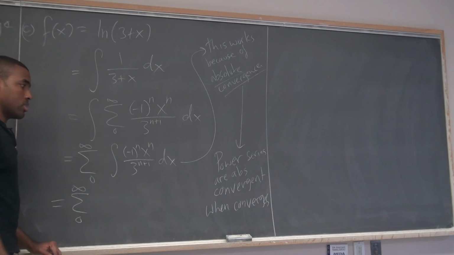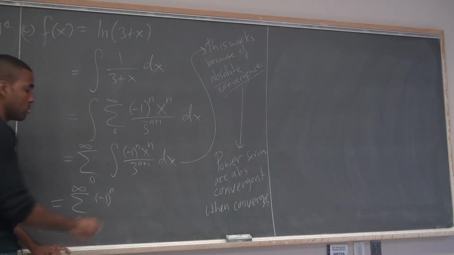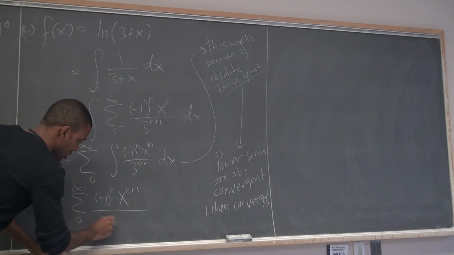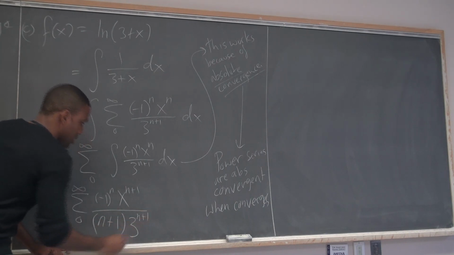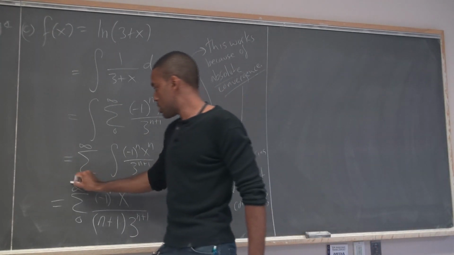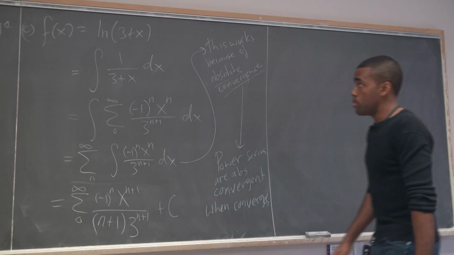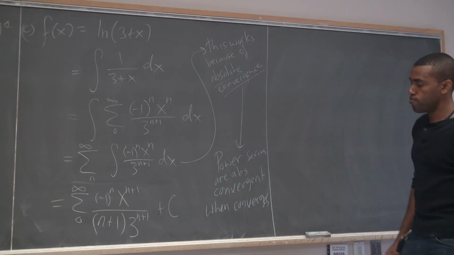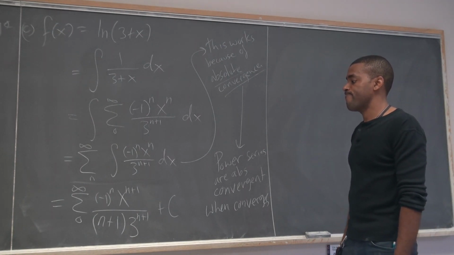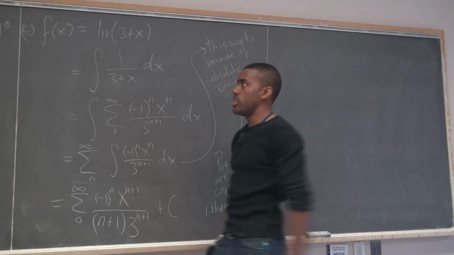So how do you integrate that? You get minus 1 to the n, x to the n plus 1 over n plus 1. Don't forget your calc 1, it's still important. That's my power series. Well, there's one more hiccup. There's a plus c. Don't forget the plus c. How do I figure out what that plus c is? Well, if I was doing a definite integral, I wouldn't care. But what if I want to leave it indefinite?